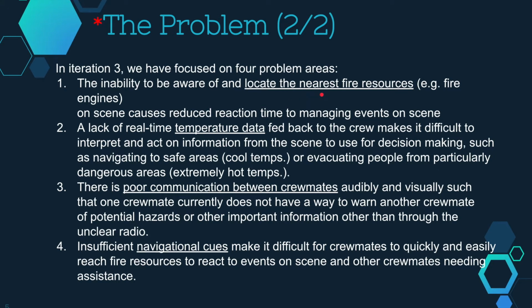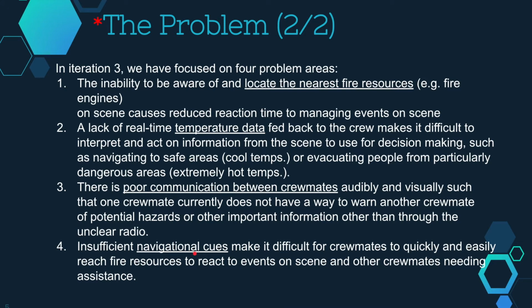So to break our problem down even further into 4 specific areas, all of these 4 areas really focus on helping a firefighter react faster and more efficiently when on scene. So right now, they lack the ability to locate the nearest fire resources. They also lack real-time temperature data to be able to make insightful decisions on the go. There is also poor communication between crewmates as it's often inaudible. And there, of course, are insufficient navigational cues to rely on when wanting to either exit a building or to get assistance.